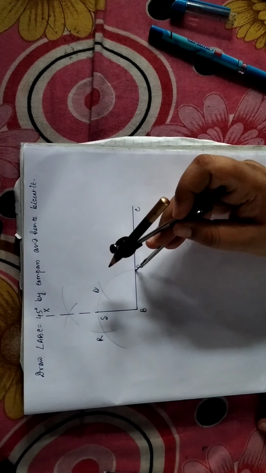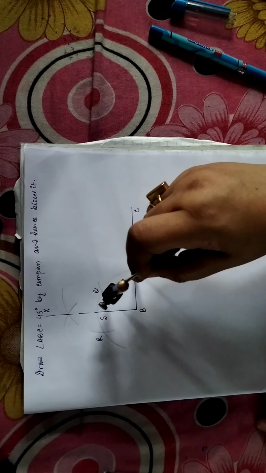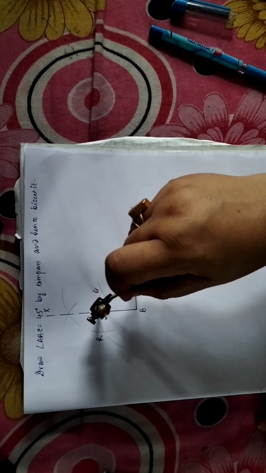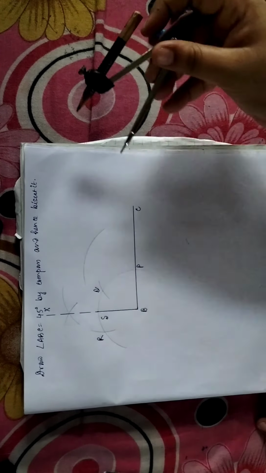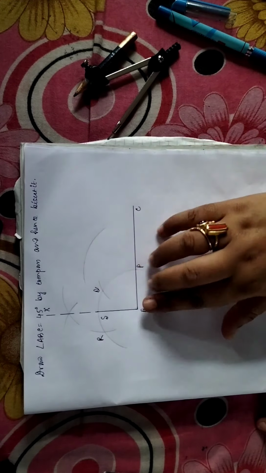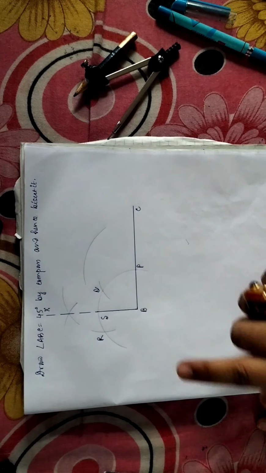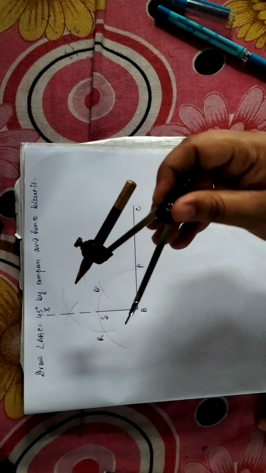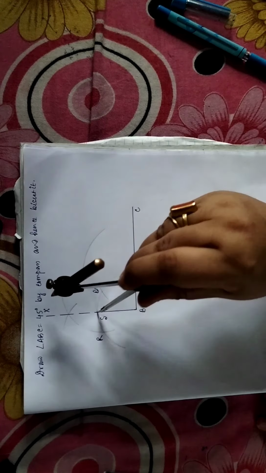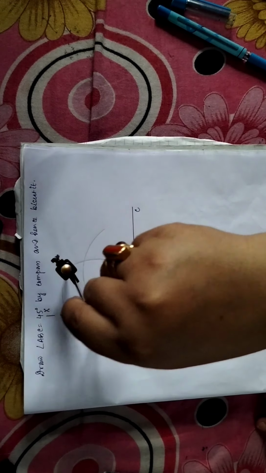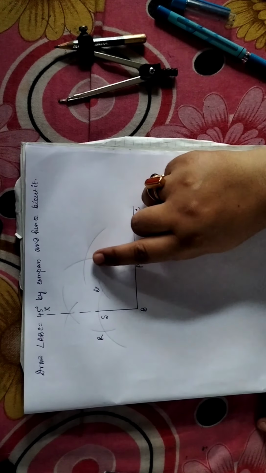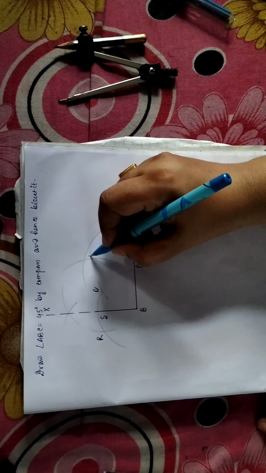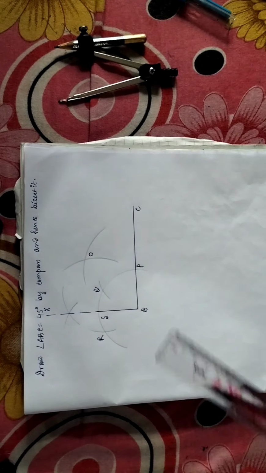So here we have to take first P as center and with any radius which should be just more than the length of SP, an arc is to be drawn on that side of SP which is opposite to the vertex B. Now with the same radius taking S as center, another arc should be drawn on the same side. Let these two arcs intersect each other at a fixed point. Let's name this point as O.